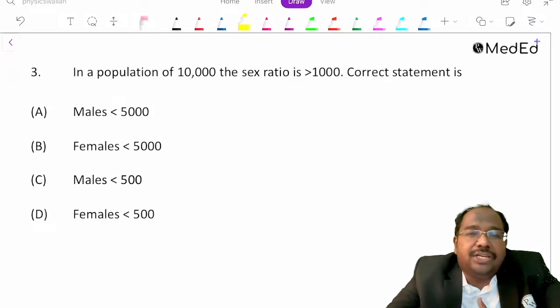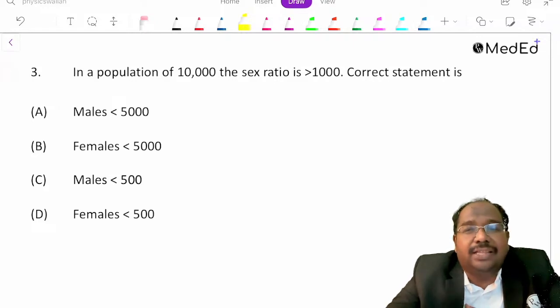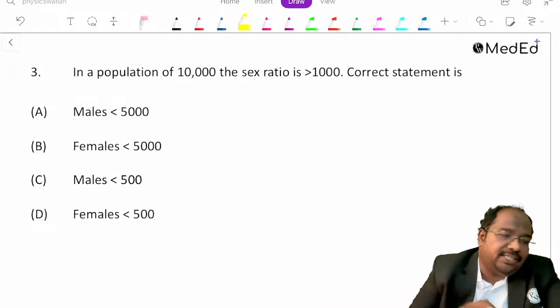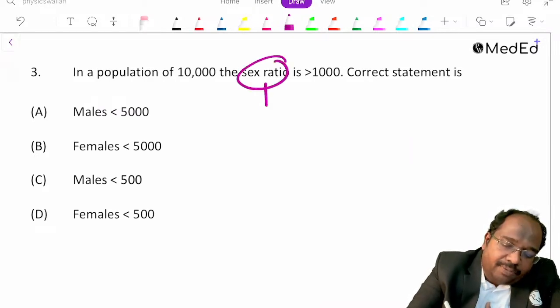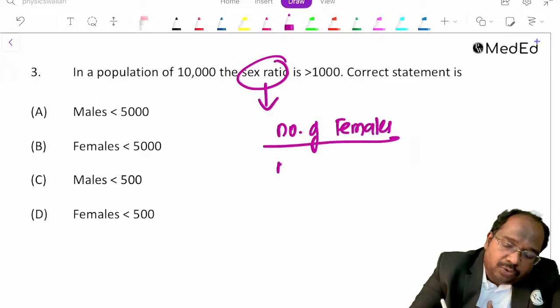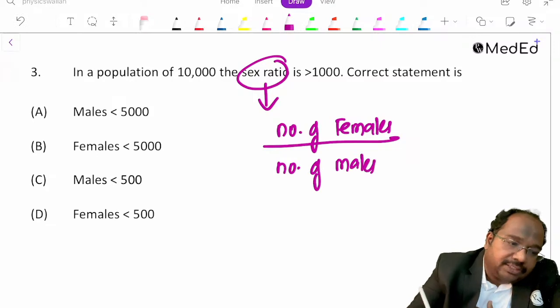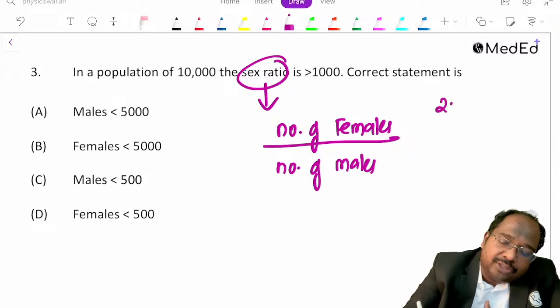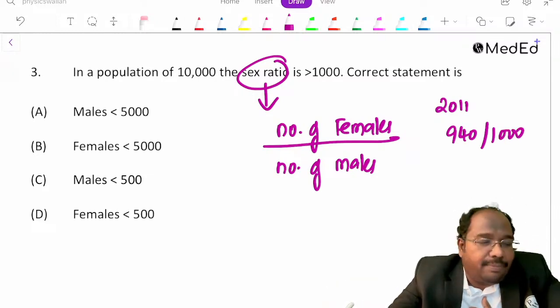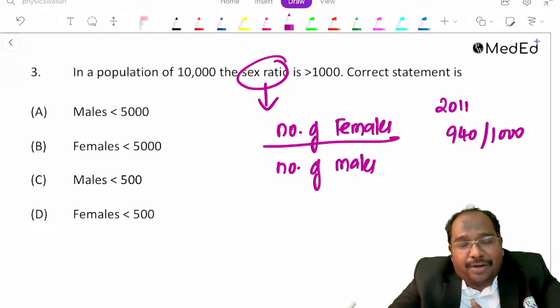In a population of 10,000, the sex ratio is more than 1,000. Which is the correct statement? So what is the formula for sex ratio? The formula for sex ratio is the number of females to the number of males. According to the 2011 census, India's sex ratio is 940 per 1,000 males. For every 1,000 males, we have only 940 females.